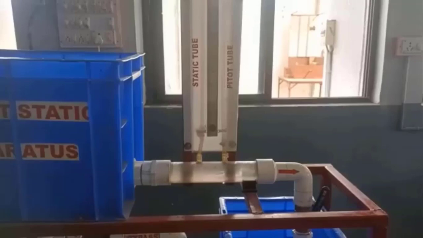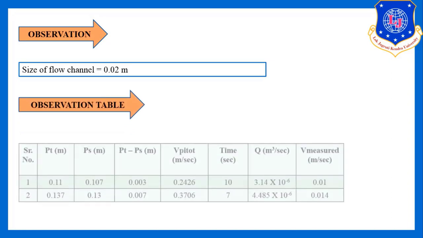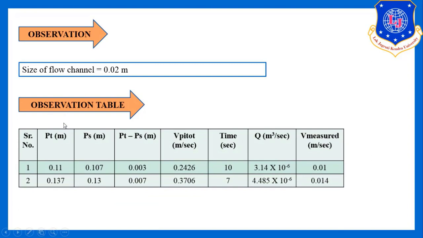Now from the reading of static pressure and stagnation pressure and the water flow rate, let's do the calculation. The size of the flow channel is given as 0.02 meter. And in the observation table, we have noted down the readings. This is PT, that is the total pressure head, which we have taken from the Pitot tube. PS is the static pressure that we have taken from the static tube. This is PT minus PS, the difference of the two.